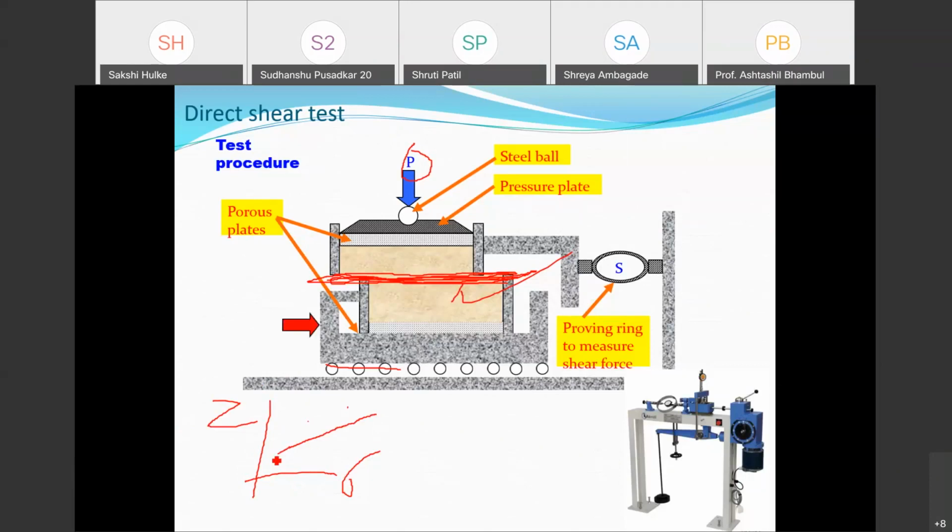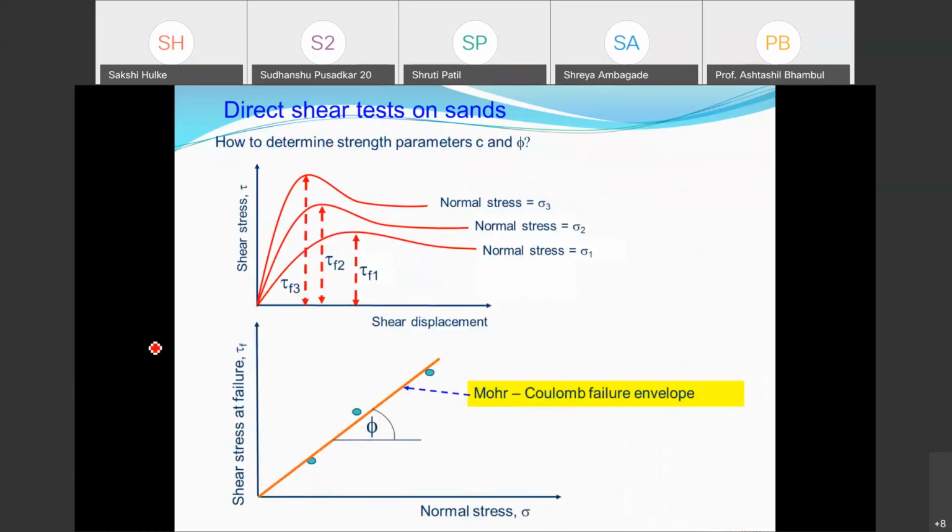From that, I can identify the C value at this intercept and the phi value from this inclination angle. So it is a very simple test. This is the normal equipment which you might have seen in your laboratory for the direct shear test, and this is the procedure for every normal stress.